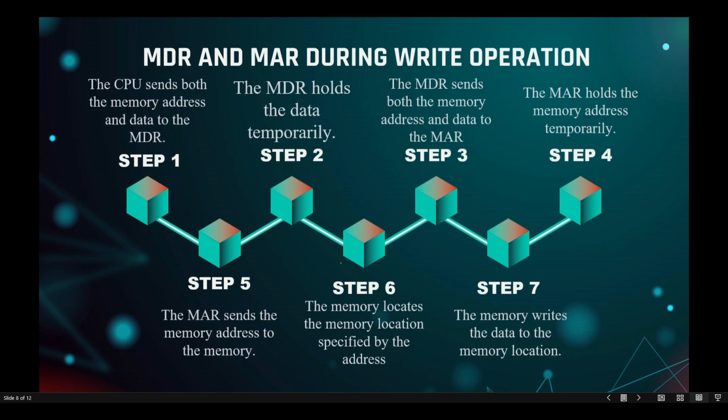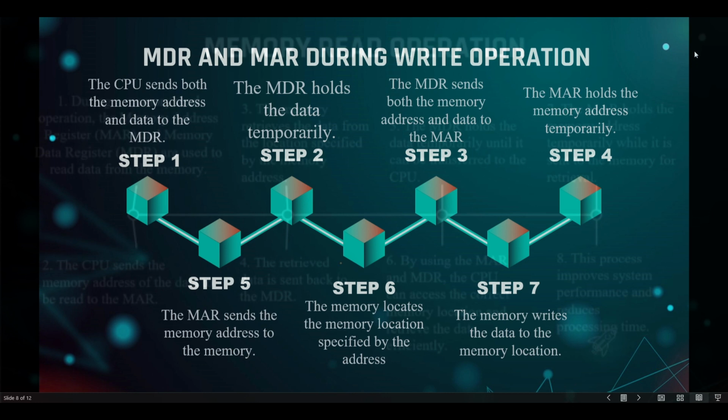Next is MDR and MAR during write operation. In this, the CPU sends both the memory address and the data to MDR. Then MDR holds the data temporarily and it sends both the memory address and data to MAR. MAR holds the memory address temporarily and then MAR sends the memory address to memory. The memory locates the memory location specified by the address and then the memory writes the data to the memory location.